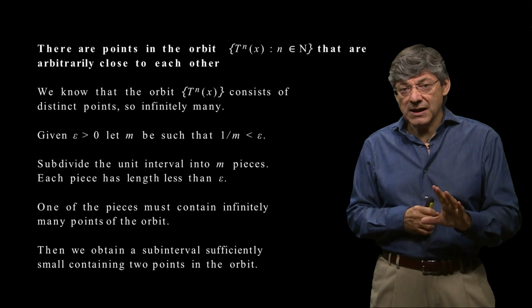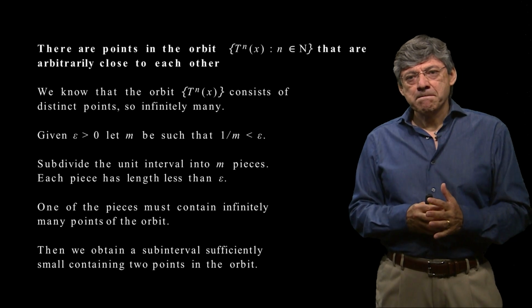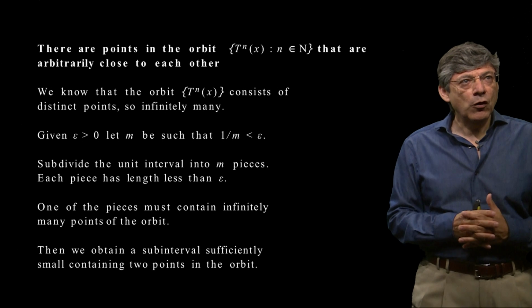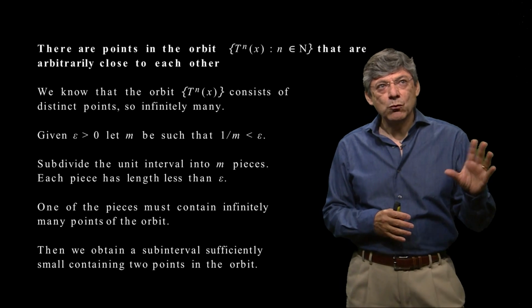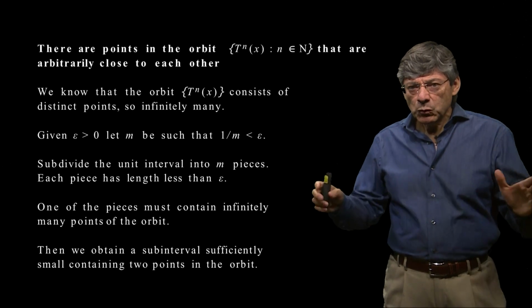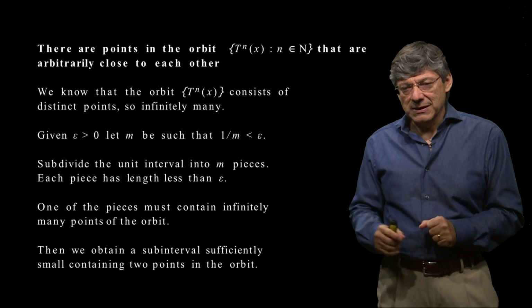This is just as an aside for those of you who are studying real analysis, and you probably have learned how to prove that property. That for any positive number there's an integer, so that 1 over m is less than that positive real number. Now what we do is subdivide the unit interval into m equal subintervals.